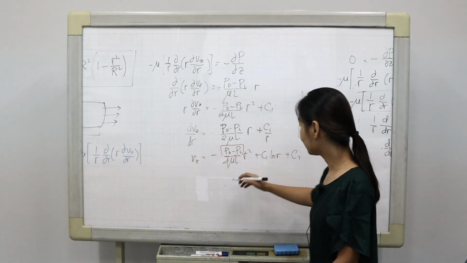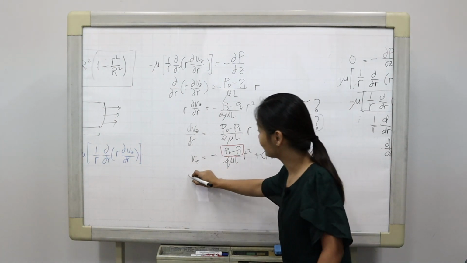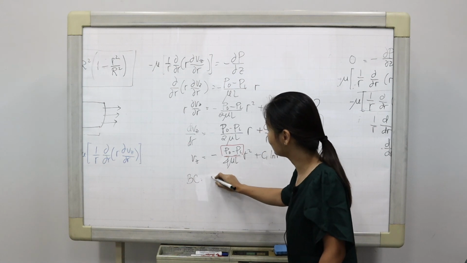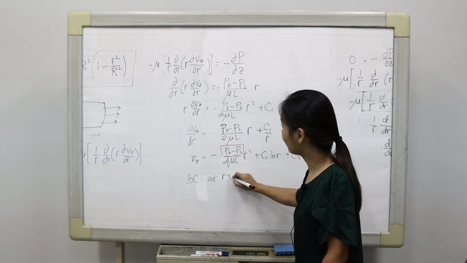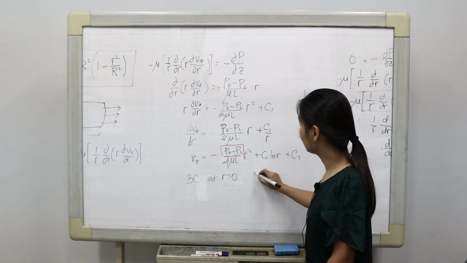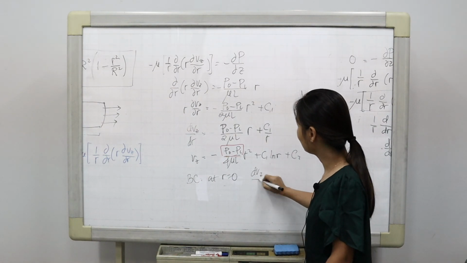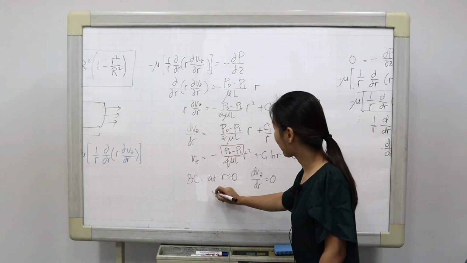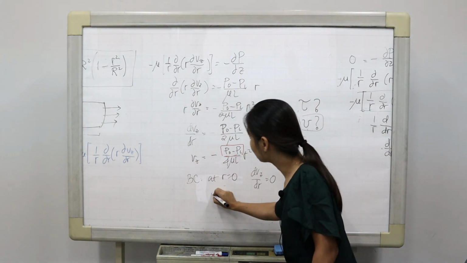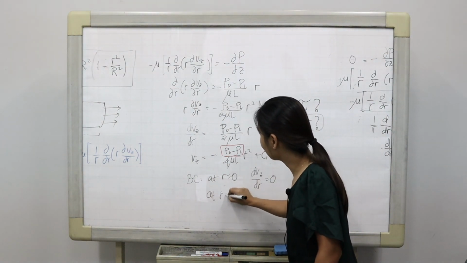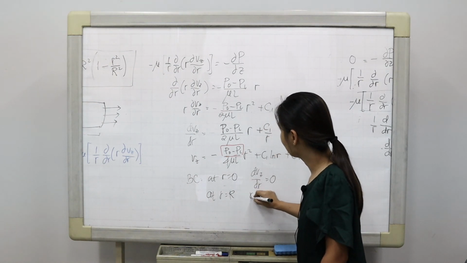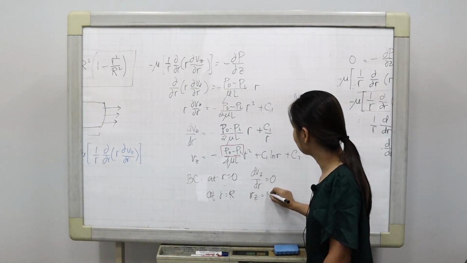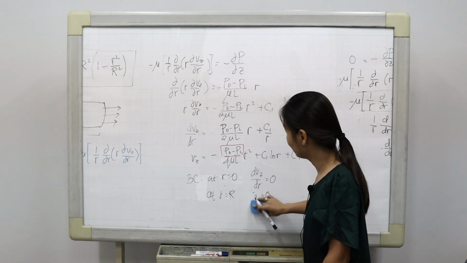Now to solve, we need two boundary conditions. For the first boundary condition, at r equal to 0, dVz over dr is 0. And the second one, at r equal to capital R, Vz is 0.